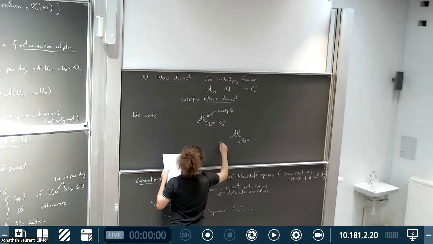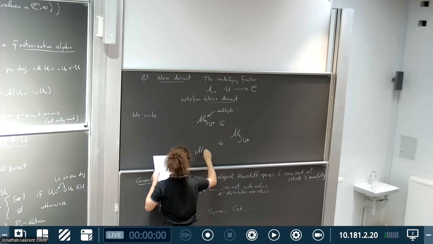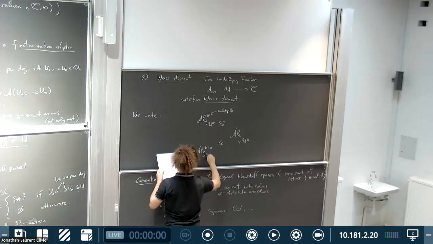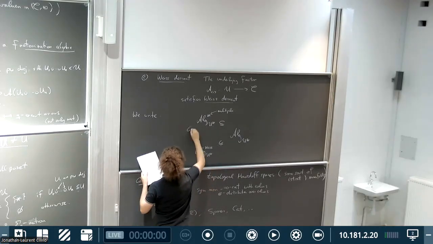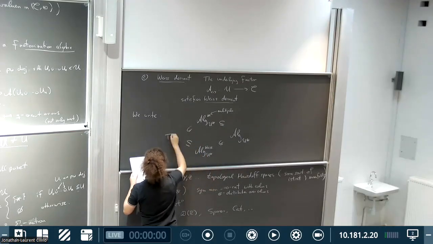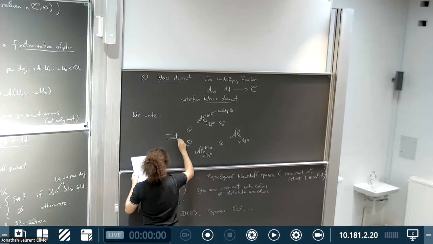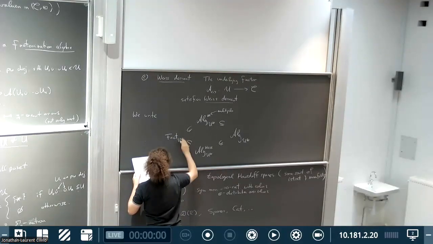We have the categories of Weiss algebras. Those are those which, when you restrict them, satisfy this Weiss descent, which I didn't explain yet, but I will explain in a moment. And then if you take their intersection, you get the category of factorization algebras on U.